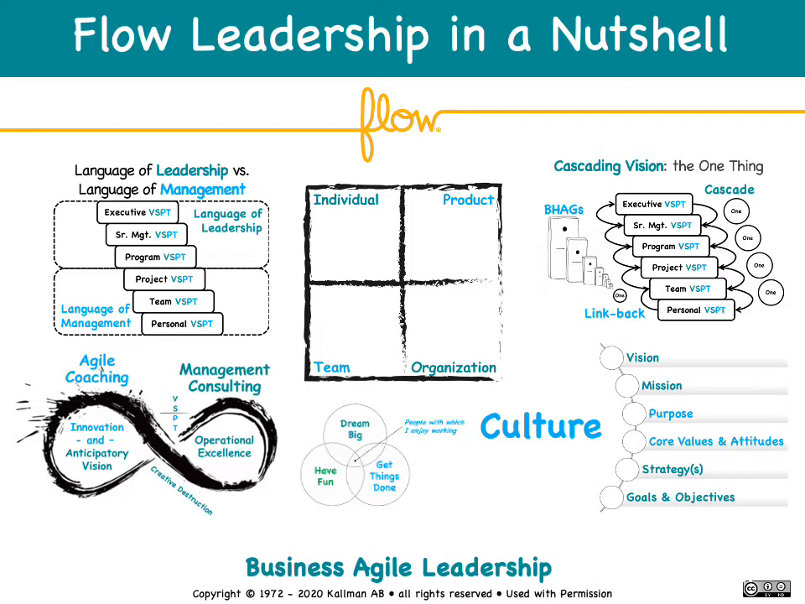We talked about cascading vision and cascading the VSBT, cascading the one thing, and creating the link back to the next level up from the level below with the one thing that they need in order to succeed. And we also talked about culture and the elements of culture, including vision, mission, purpose, core values and attitudes, strategies, goals and objectives, where that's basically going from really abstract ideas down to more concrete ideas.